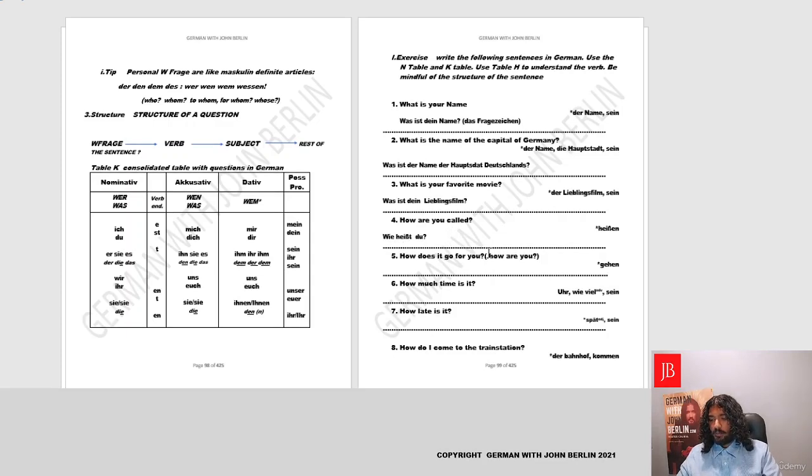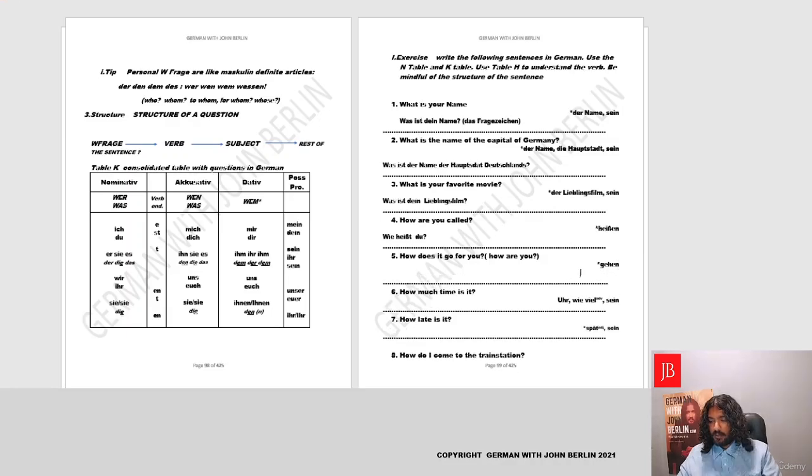Okay. Moving forward, we'll be going to the next question. How does it go for you? Or how are you, in simple words? How does it go for you, or how are you? So we'll begin with wie, that is how. The verb to go is gehen. We'll conjugate it for es. Wie geht es? How is it? Wie geht es? Now, wie geht es for you? For whom? Dative. Yes. Wem? So it's you. We'll say dir. So wie geht es dir? How does it go for you? Wie geht es dir? How are you?